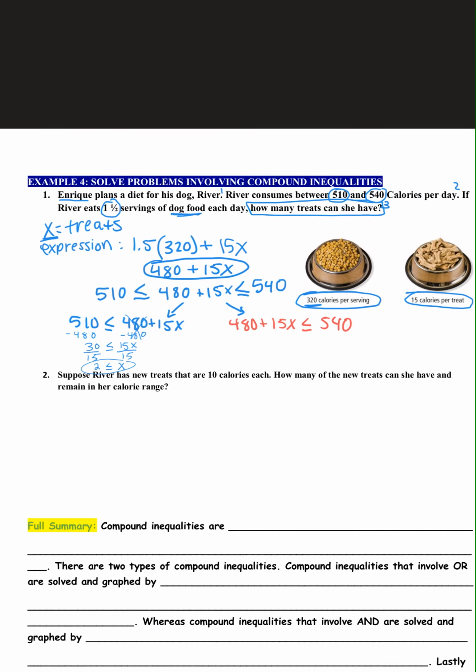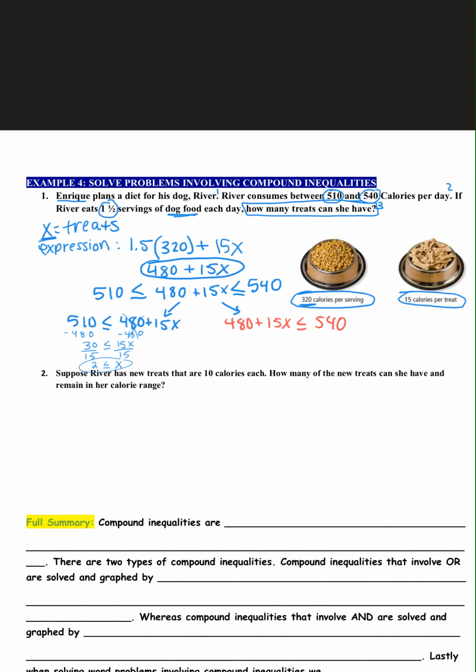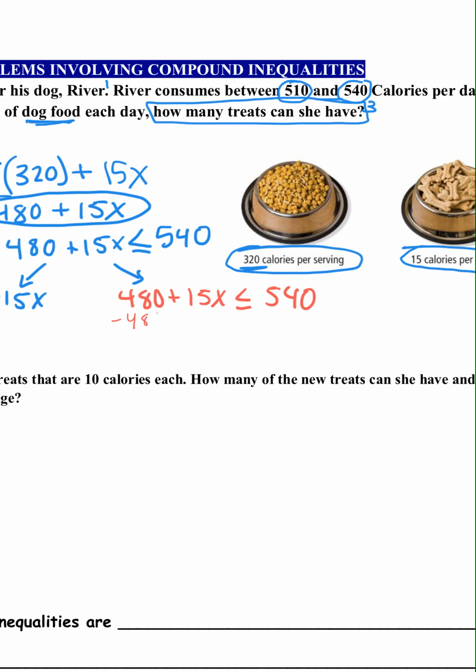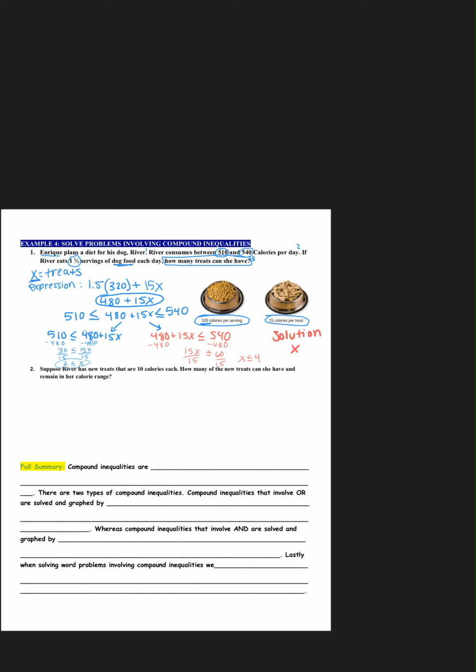Now let's see what's the maximum amount of treats that she can have. We're going to do the same thing. Subtract 480, and I get 60. So I get 15x is less than or equal to 60, and I'm going to divide by 15. And I'm going to have x is less than or equal to 4. So our solution is x has to be in between 2 and 4.